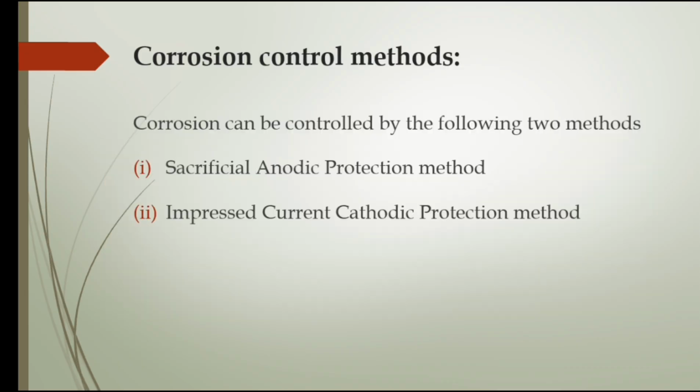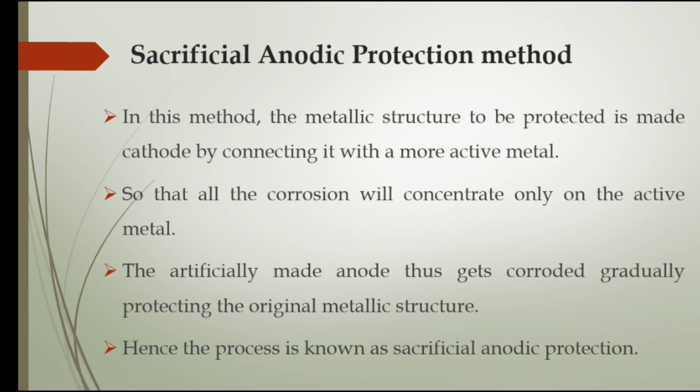Then let us see in detail about the corrosion control methods. Corrosion can be controlled by the following two methods. One is sacrificial anodic protection method and another method is impressed current cathodic protection method. Let us see one by one. The first method is sacrificial anodic protection method.